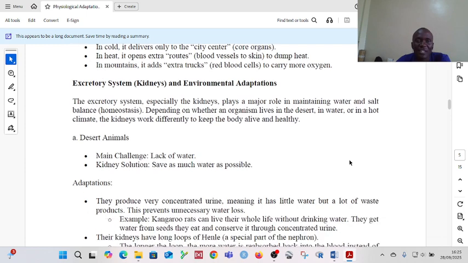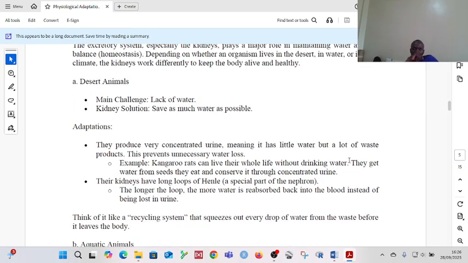What happens now to the excretory system, specifically the kidneys? So the excretory system, especially the kidneys, play a major role in maintaining water and salt balance in the body. Depending on whether the organism lives in a desert or in a hot environment, the kidneys will work differently to keep the body alive and healthy. Let's think of when an organism lives in a desert. In a desert, the main challenge is lack of enough water. So the solution that the kidney has to provide is to ensure that the body saves as much water as possible.